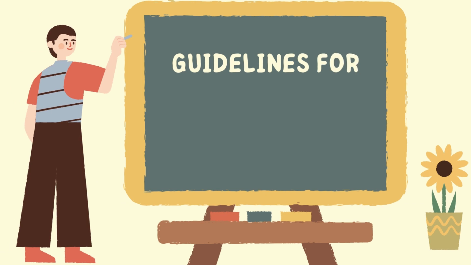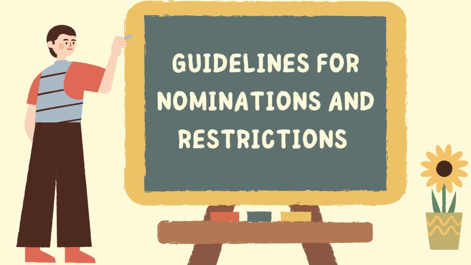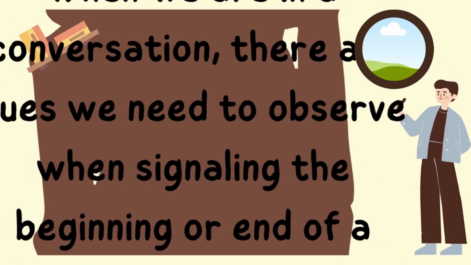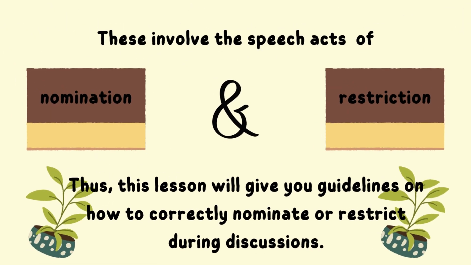Today, we are going to discuss the guidelines for nomination and restriction. When we are in a conversation, there are cues we need to observe when signaling the beginning or end of a certain topic. This involves the speech acts of nomination and restriction. Thus, this will give you guidelines on how to correctly nominate or restrict during discussions.